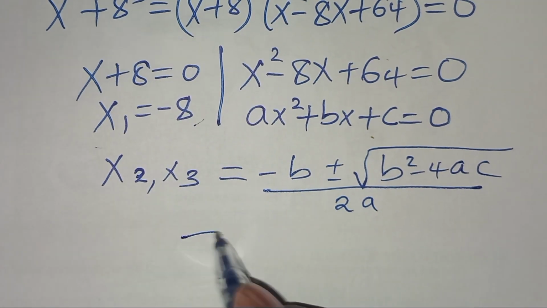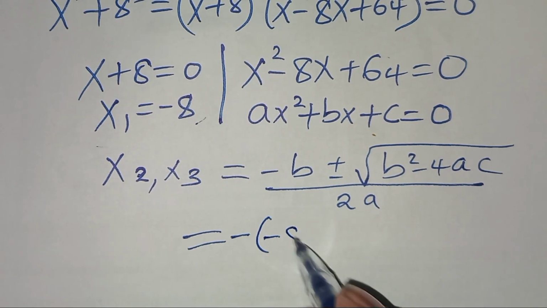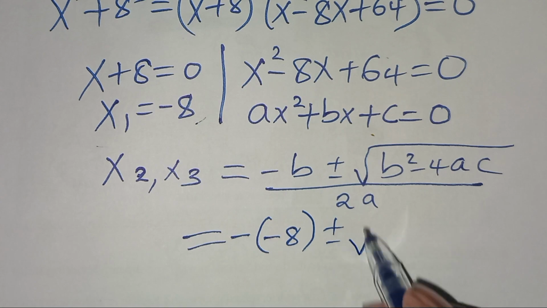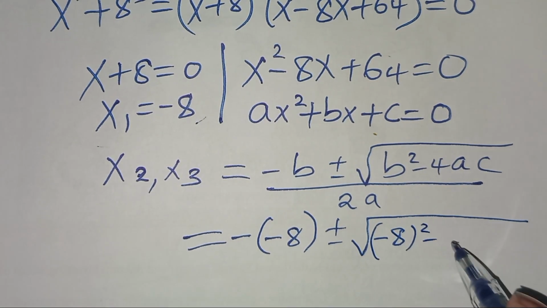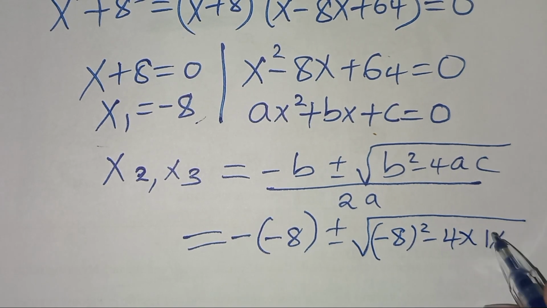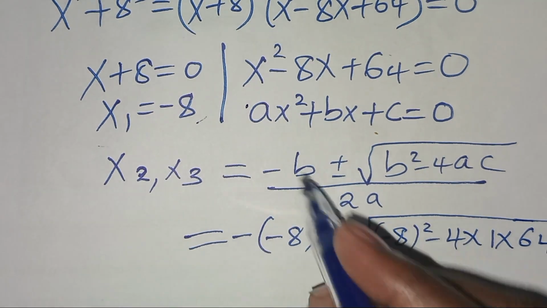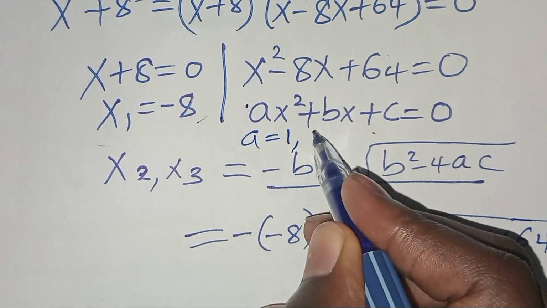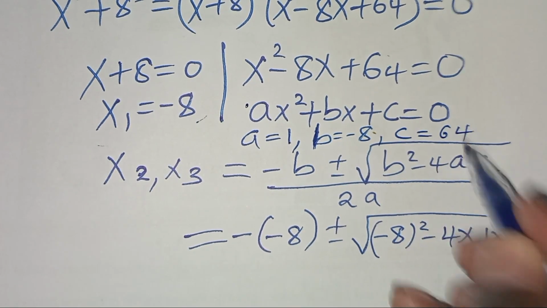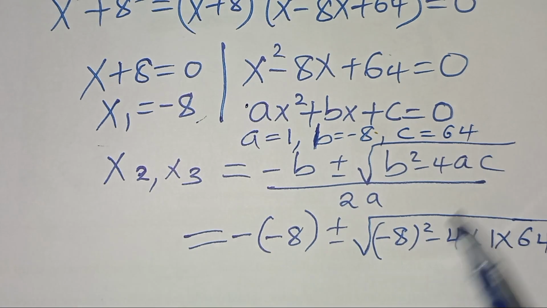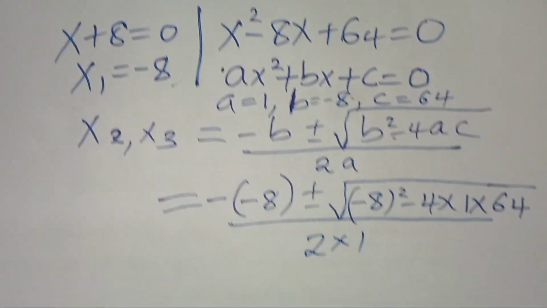Now the next step here, let's substitute the values of a, b, and c, so that now we'll have negative times negative 8 plus or minus the square root of b squared, which is negative 8 squared, subtract 4 times 1 times c, which is essentially equal to 64. From here, a is equal to 1, b is equal to negative 8, and c is equal to 64. So we are substituting this into the quadratic formula, all this divided by 2 times 1.